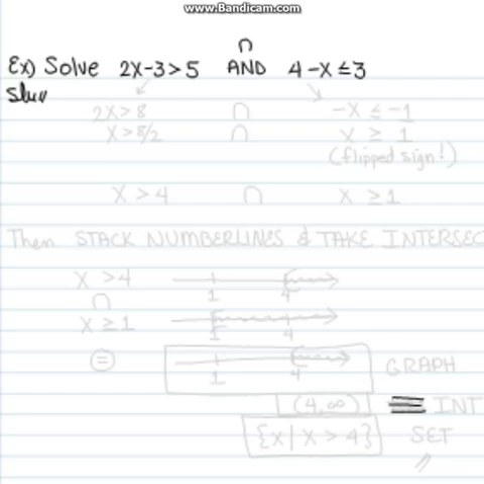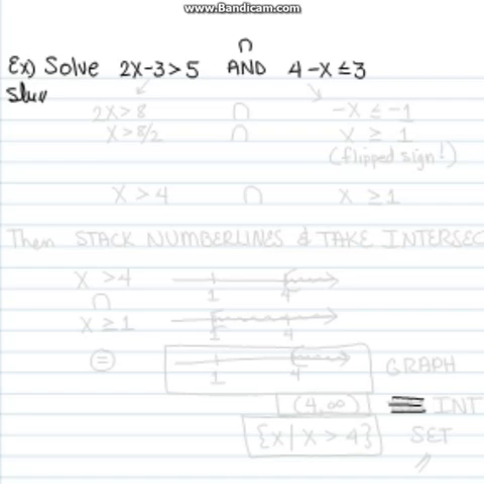Here we're asked to solve one inequality, 2x minus 3 is greater than 5, and then take that result and intersect it with the inequality 4 minus x is less than or equal to 3. The reason I know it's an intersection is because it has the word "and" or the upside down cup. That means intersection. And this is actually going to become interesting when we combine these two inequalities at the very end, using the intersection concept.